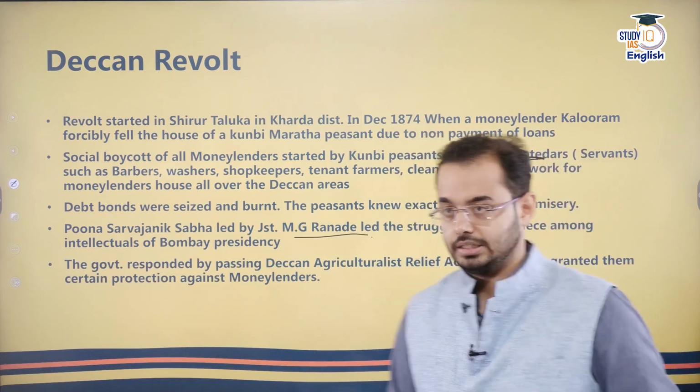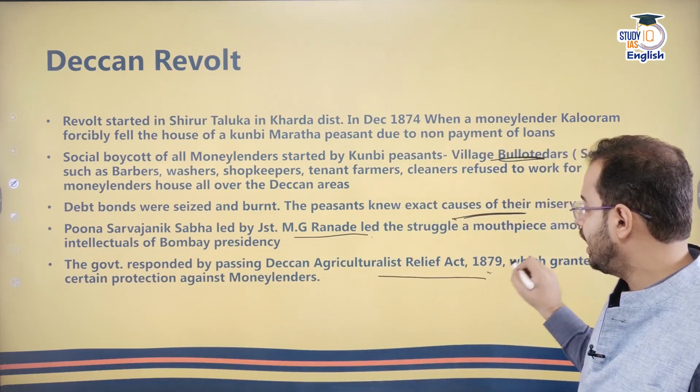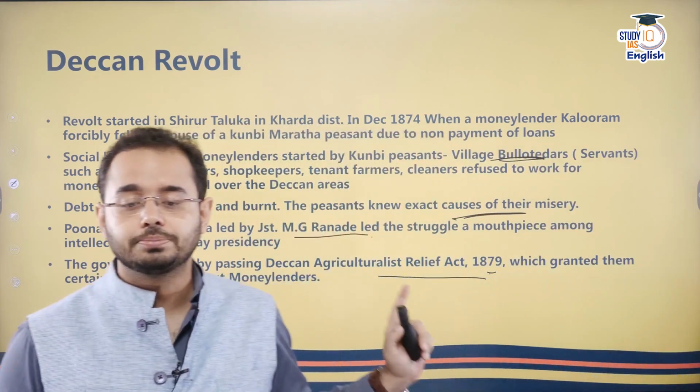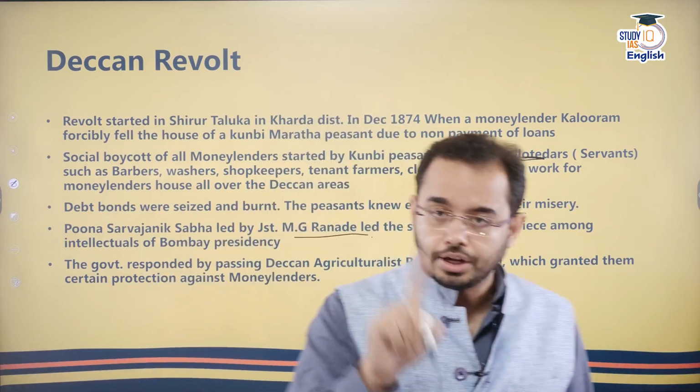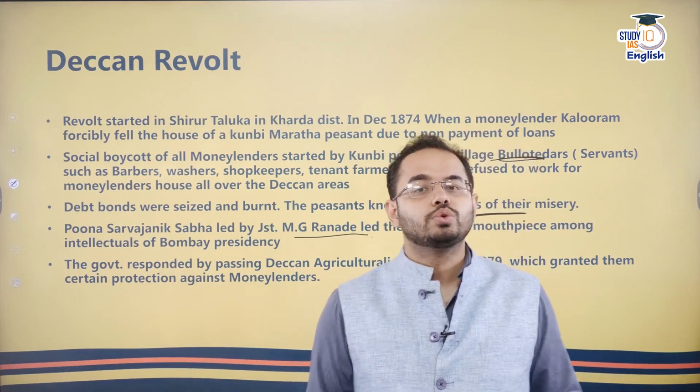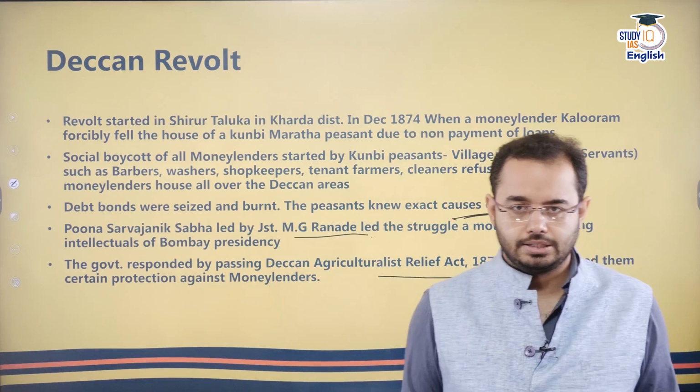The British government passed the Deccan Agriculturists' Relief Act of 1879, which granted them certain protections against moneylenders. The moneylenders were prohibited from confiscating the lands of the peasants and making them pay the interests, which they never asked for in the first place.